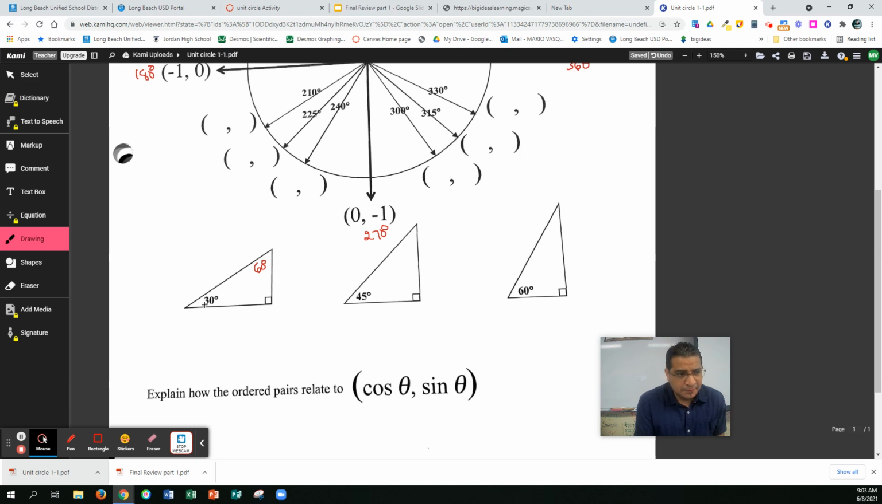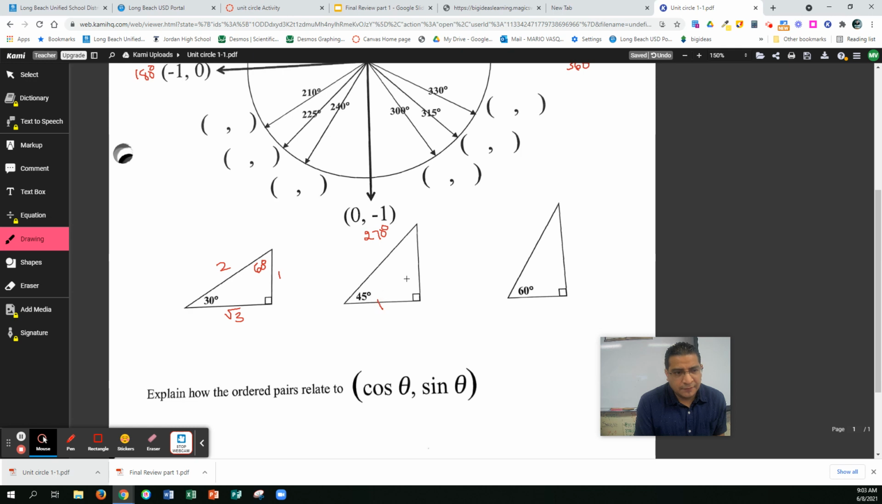Here, by definition, this is going to be 1. That's going to be square root of 3. And the side opposite to the 90 degrees is always 2 times the side opposite to the 30 degrees. So this has to be 2.